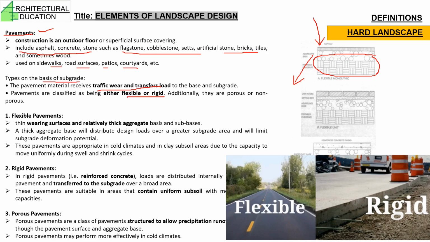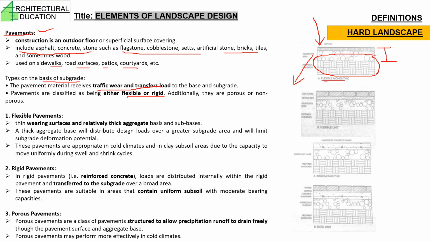Flexible and rigid, let us see. Flexible pavement: thin wearing surfaces and relatively thick aggregate base and subbases. You can see an example over here. So here what is happening? There is a thin layer over here, and this is the rigid, and here you can see that it is thicker than this one. So the thick aggregate base will distribute design load over a greater subgrade and will limit subgrade deformation potential.